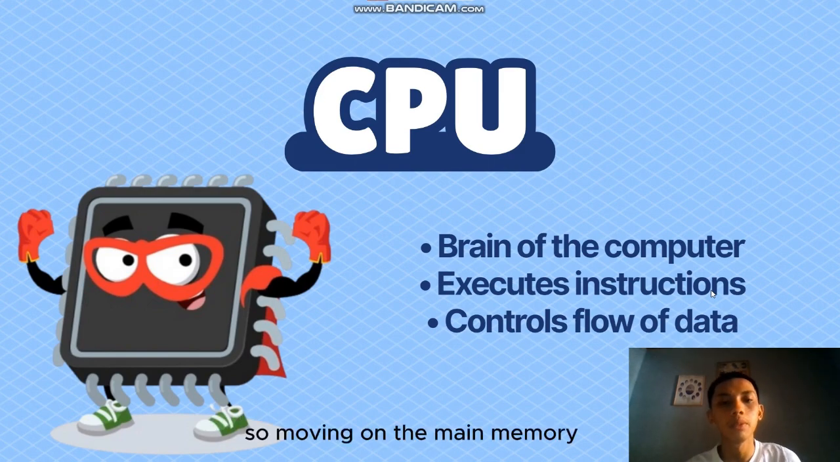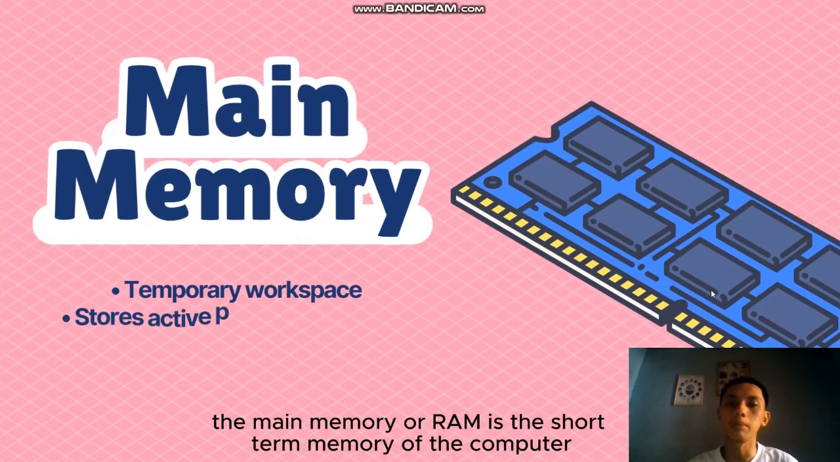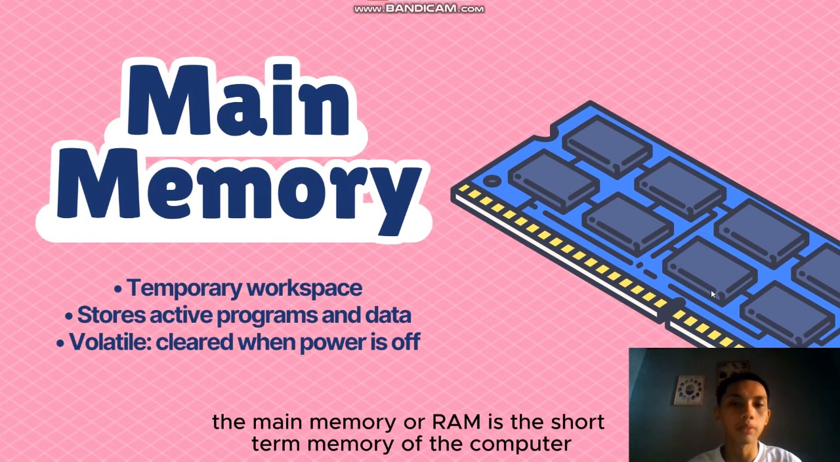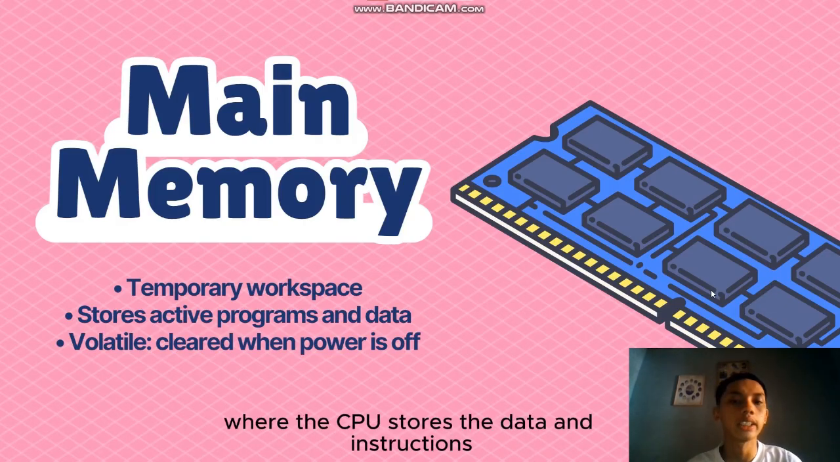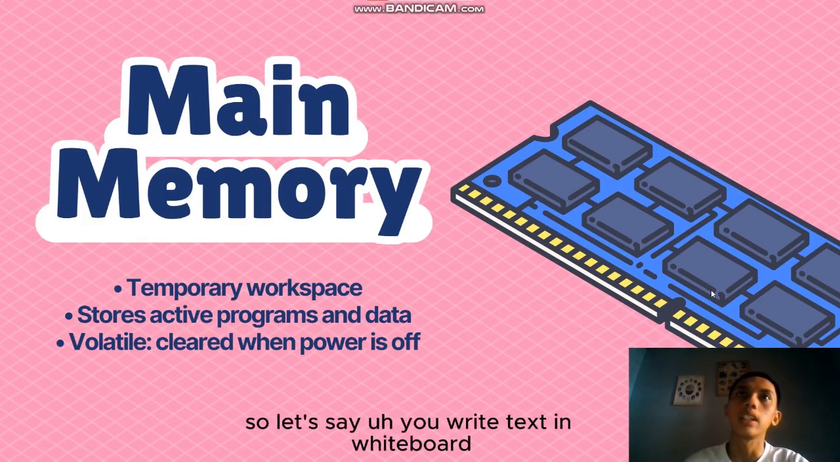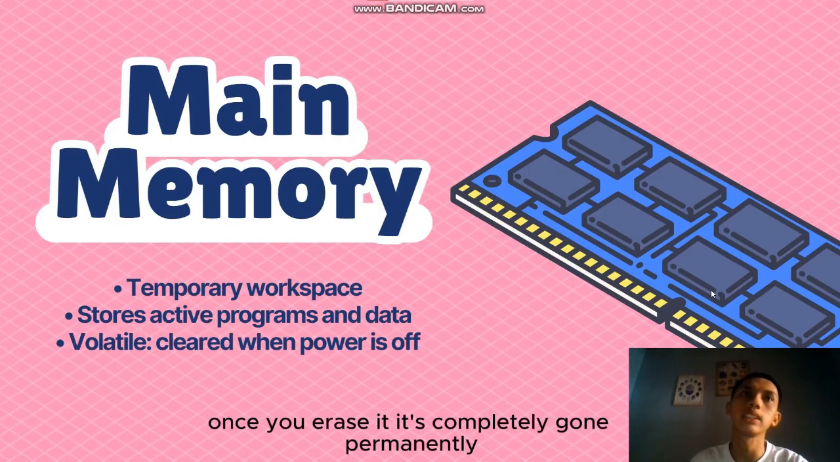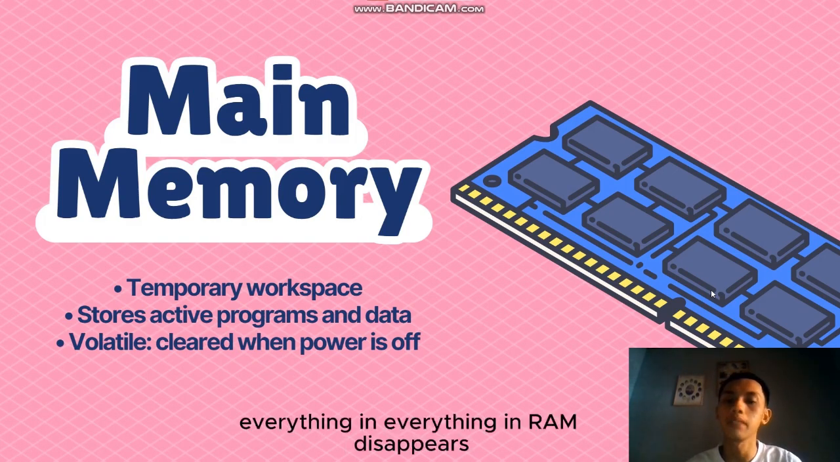So moving on, the main memory. The main memory or RAM is the short-term memory of the computer. It's a temporary workspace where the CPU stores the data and instructions while it's working on them. To make it simple, let's have an example from real life. Let's say you write text on a whiteboard. Once you erase it, it's completely gone permanently. Similarly, when our computer turns off, everything in RAM disappears.